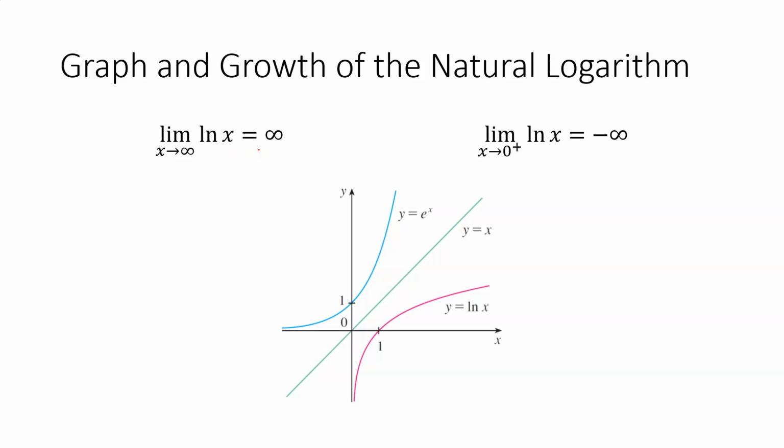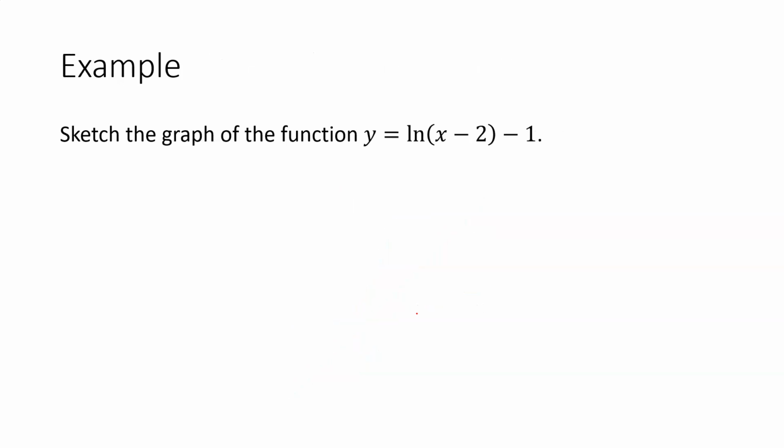Let's consider the behavior of the natural log as x goes to infinity and as x approaches 0 from the right. It's exactly the same as what it was for log base b, where the base is greater than 1. We see that the graph of ln of x is the graph of e to the x reflected across the line y equals x. And so, yeah, we see it inherits those same properties that the log base b of x graph does.